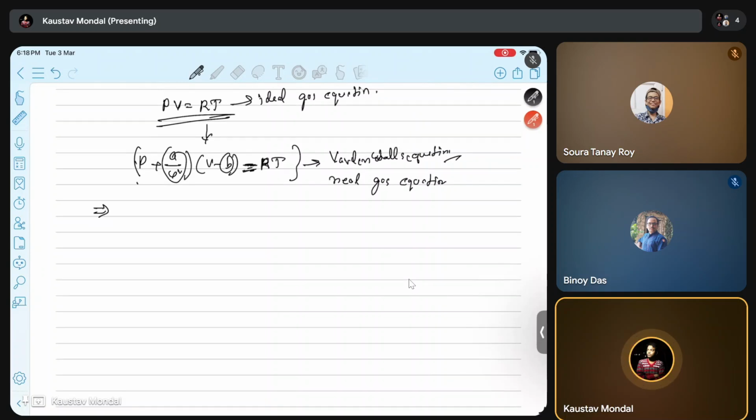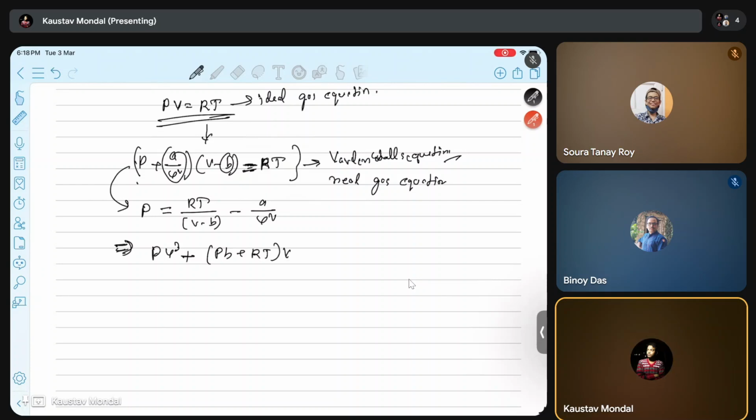If you write this van der Waals equation in a more reduced form, P equals RT over (V minus b) minus a by V square. If you reduce a bit more, it becomes PV cubed minus (Pb plus RT) V square plus aV minus ab equals zero.